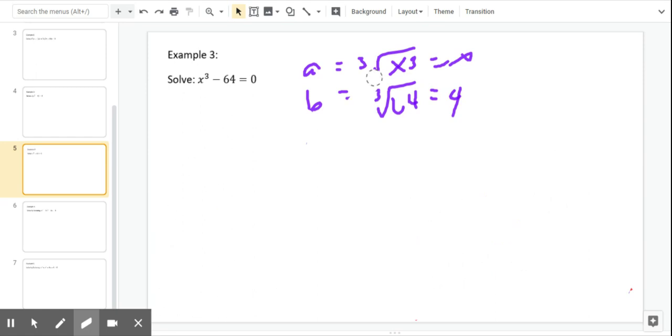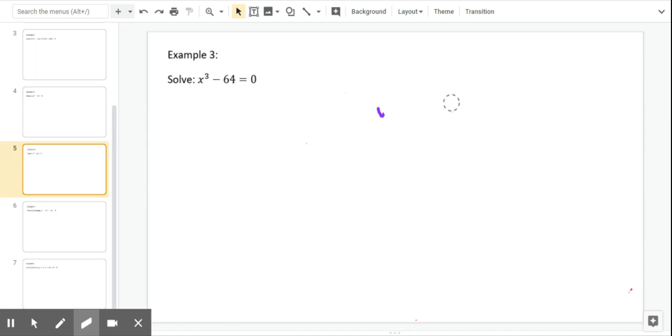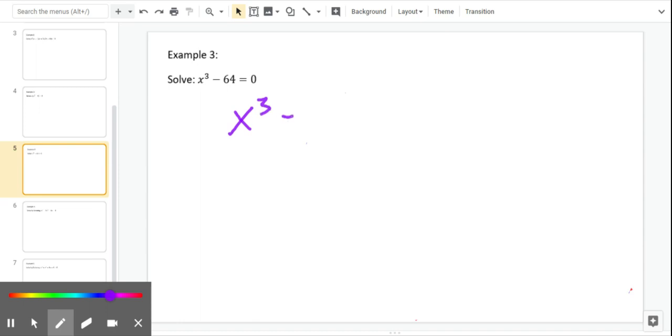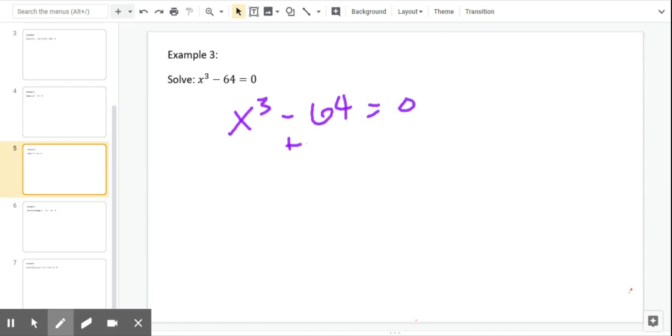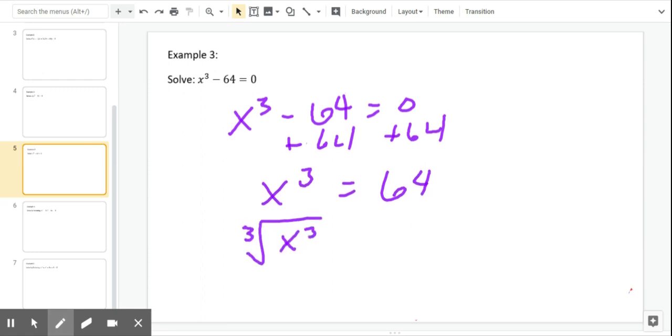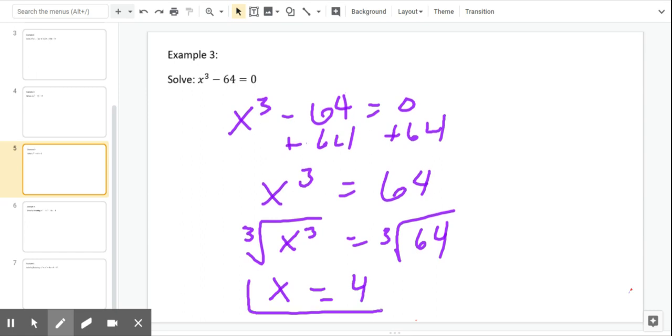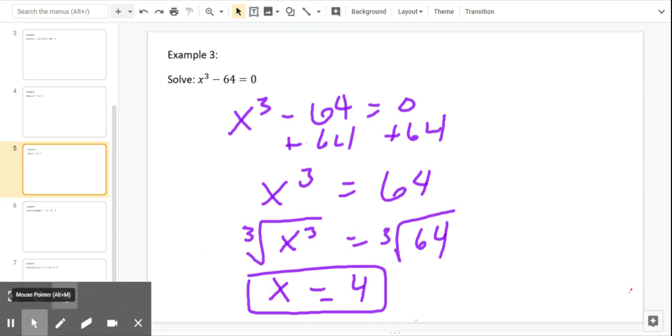So let me show you. Perhaps you might have thought of this already. We have x cubed minus 64 equals 0. What if I add 64 to both sides? That's fine, right? So then we have x cubed equals 64. Now to get x alone, don't we just take the cube root? Yeah, so then we have x equals the cube root of 64, which we know is 4. So you end up with the same answer, x equals 4 for this one. I prefer that way. My guess is that you probably do too.